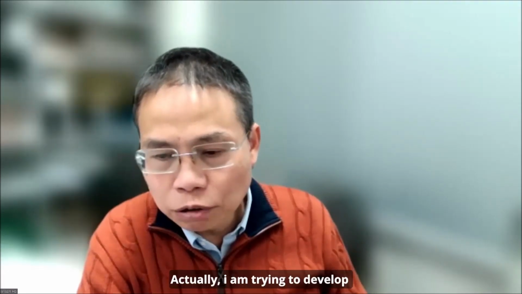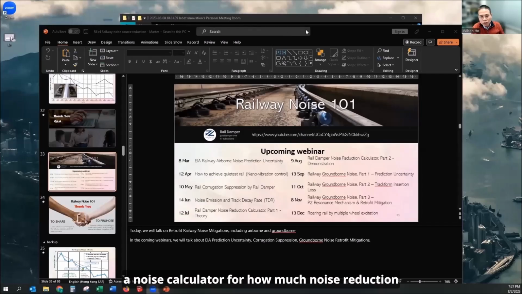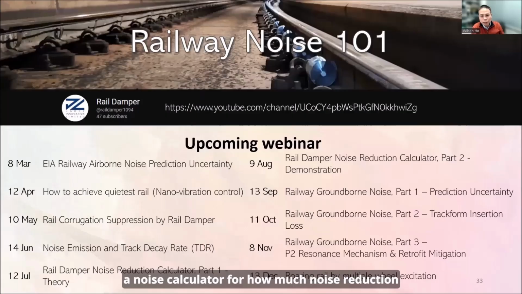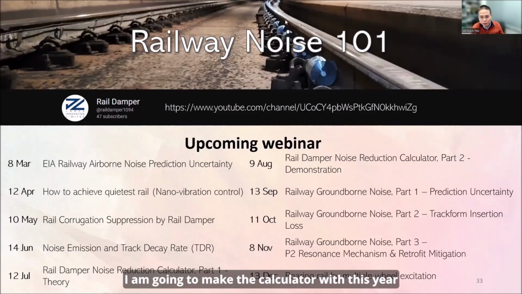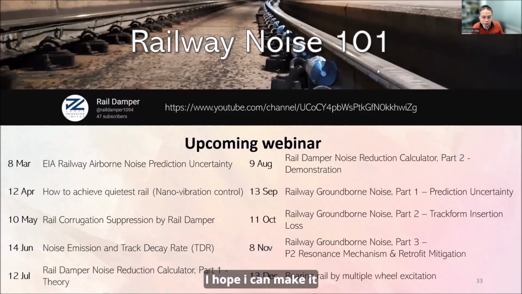Actually, I am trying to develop a noise calculator for how much noise reduction is achieved by rail damper. So I want to have an online calculator. Everybody is allowed to input their site information to find out how much noise reduction they would get on their sites if effective rail dampers are installed. So I'm going to make this within this year. I hope I can make it an online calculator.